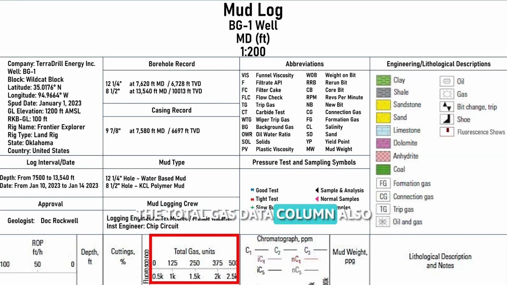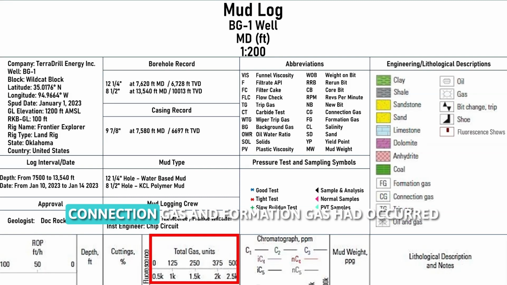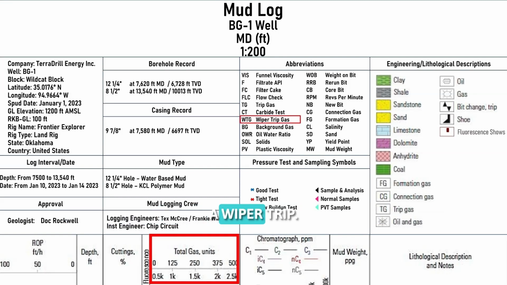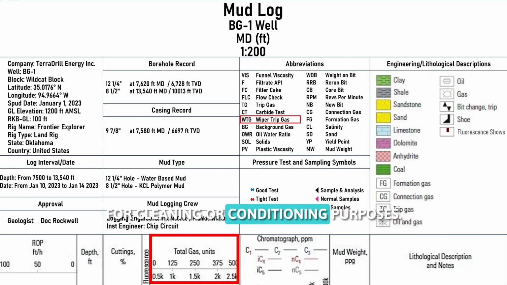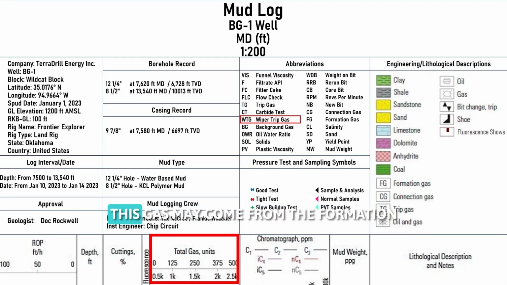The total gas data column also records when instances of wiper trip gas, background gas, connection gas, and formation gas had occurred. A wiper trip gas is a brief influx of gas that is introduced into the drilling fluid when the drill string is moved up and down in the wellbore for cleaning or conditioning purposes. This gas may come from the formation or from the recycled gas in the mud system.